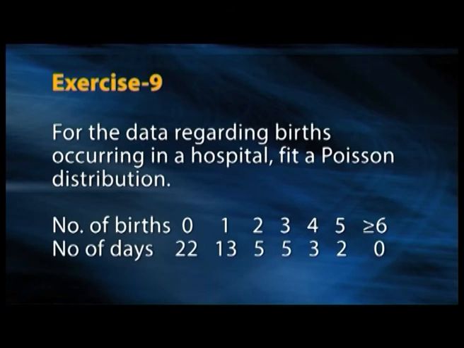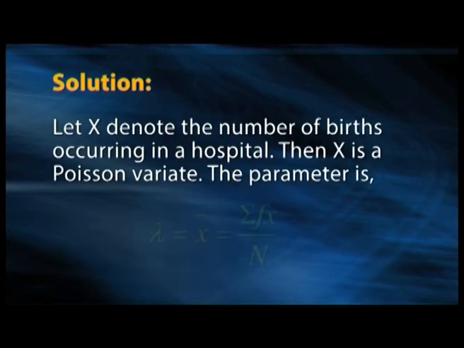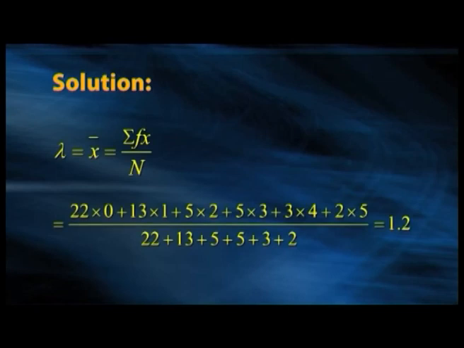For the following data regarding births occurring in a hospital, fit a Poisson distribution. Let x denote the number of births occurring in a hospital. Then x is a Poisson variate. The parameter is lambda equal to x bar, which is equal to summation f into x by n. By substituting x, f and n as the sum of frequencies and simplifying, we get 1.2.